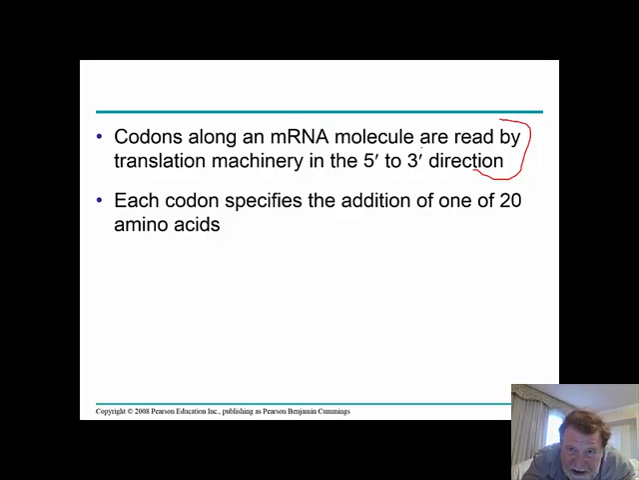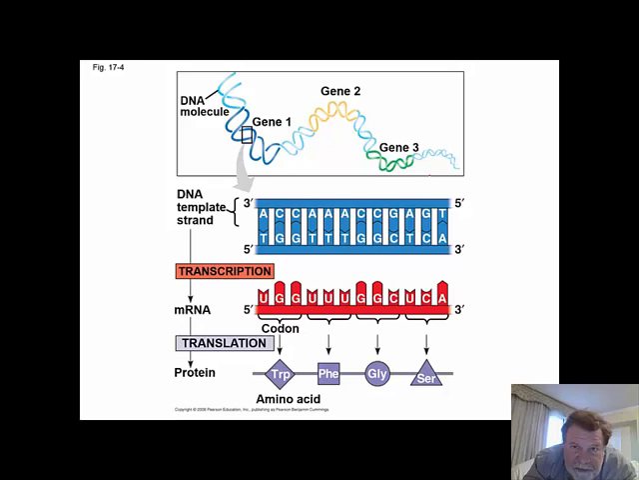So the mRNA is read in the 5' to 3' direction. Remember, we make things in the 5' to 3' direction, so we read the template in the opposite direction. And so here we have a DNA template strand. It is read in the 3' to 5' direction.